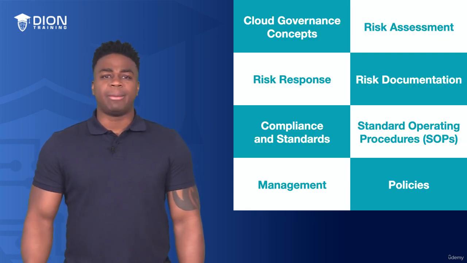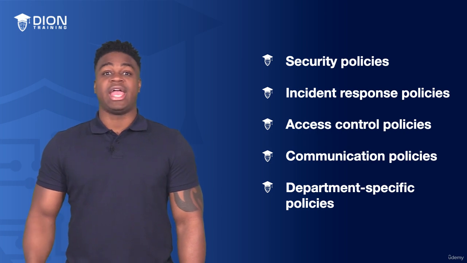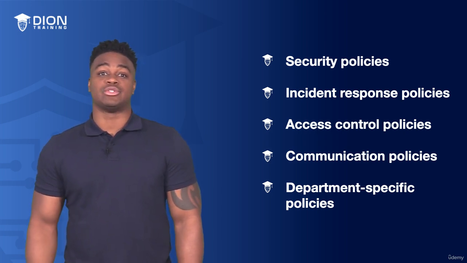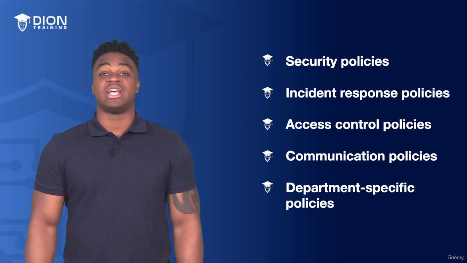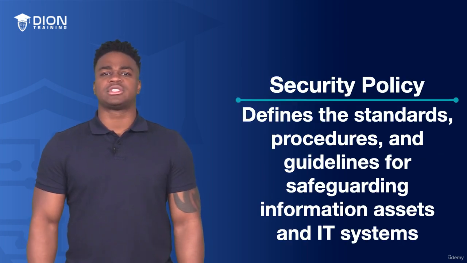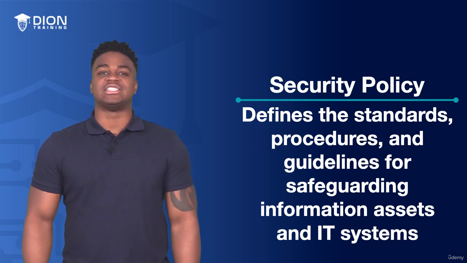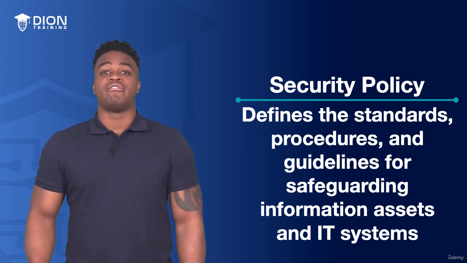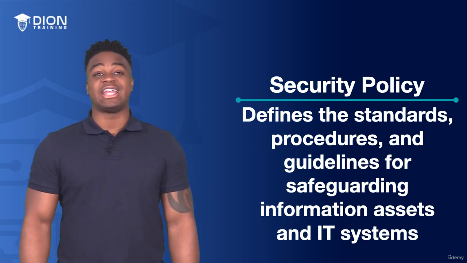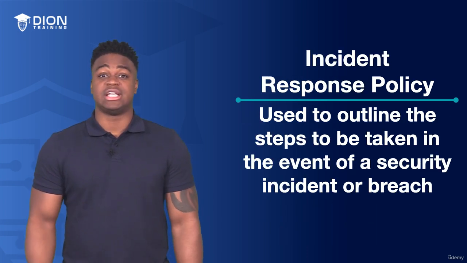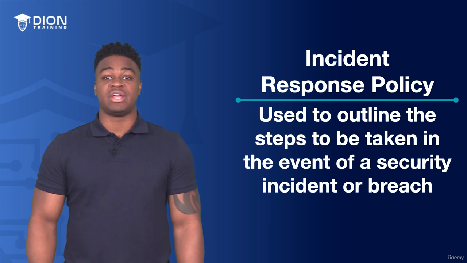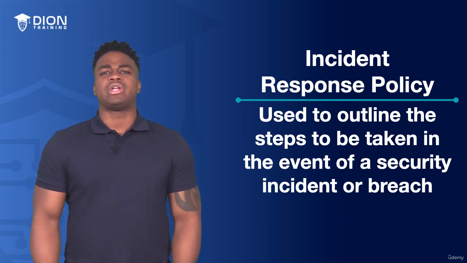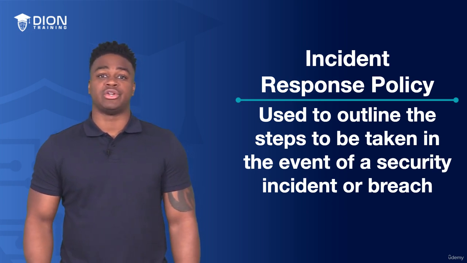Next, we will cover the impact policies such as security policy and incident response policy, the access control policy, the communication policies, and any department-specific policies that may be used in your organization. The first policy we want to discuss is the security policy, which defines the standards, procedures, and guidelines for safeguarding information, assets, and IT systems. The second policy is the incident response policy, which is used to outline the steps taken in the event of a security incident or breach, including how to investigate and respond to security threats.